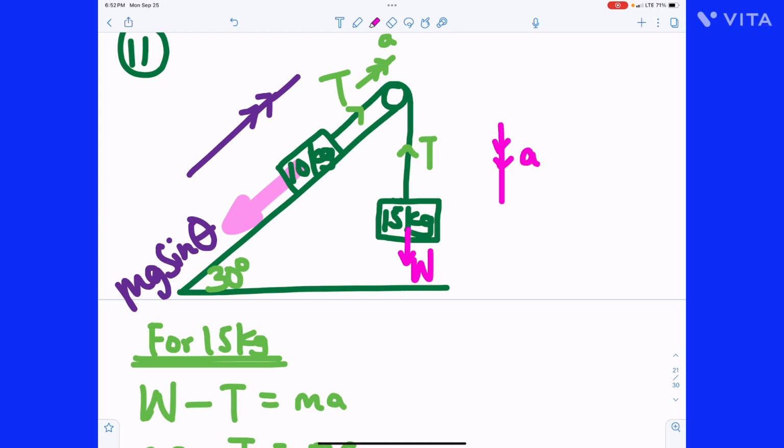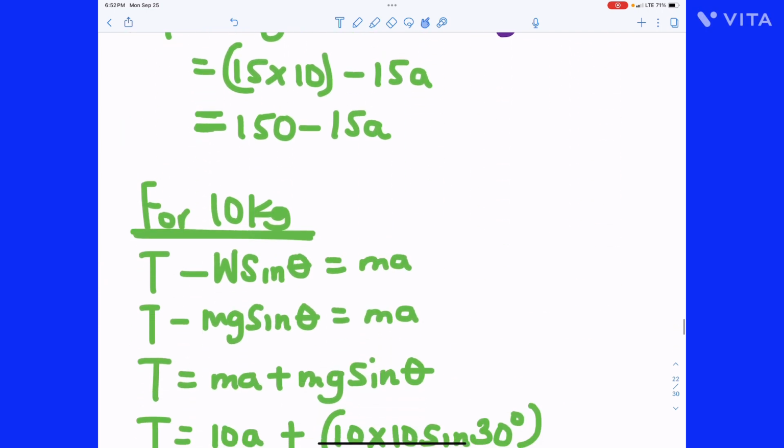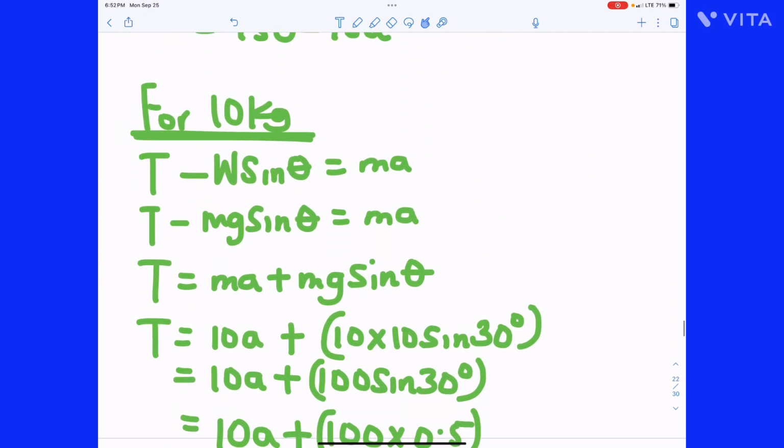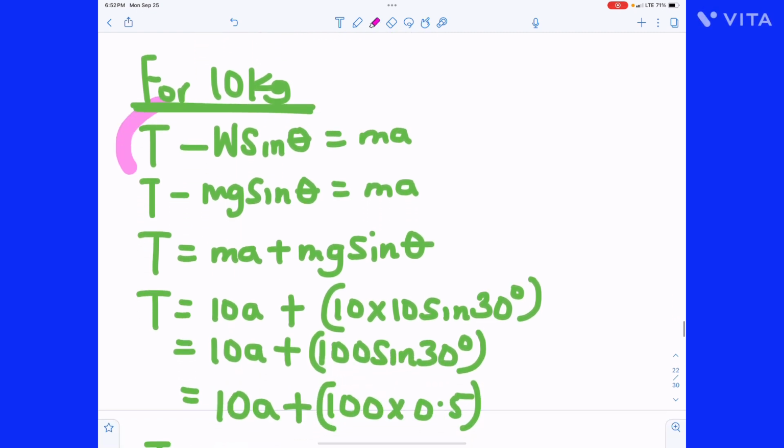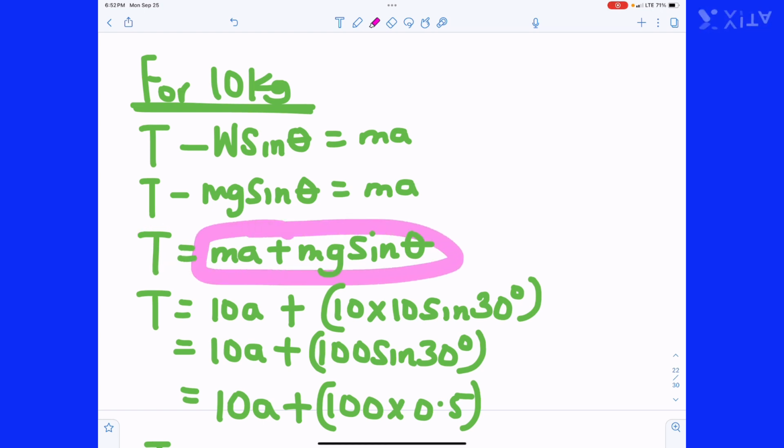Are you getting what I'm saying? This tension overcomes mg sine theta. That means the net force acting on the 10 kg mass will be the tension in the string minus the component of its weight acting downwards along the plane, W sine theta. So T minus mg sine theta is equal to ma. So tension is ma plus mg sine theta.